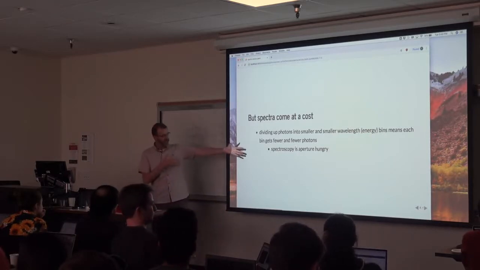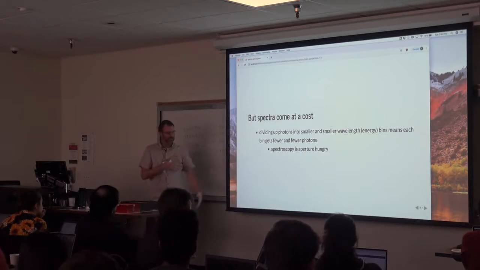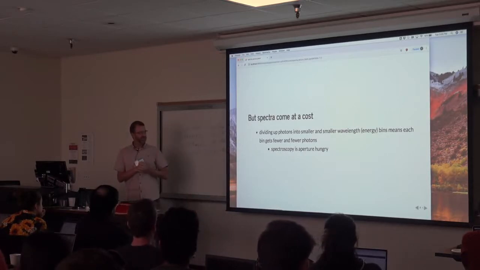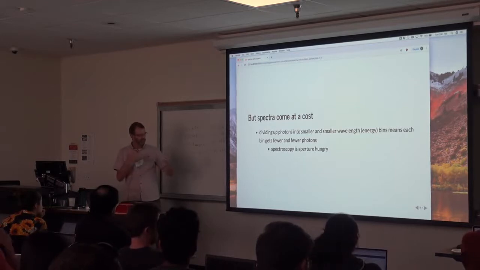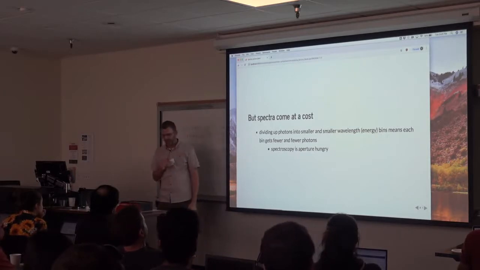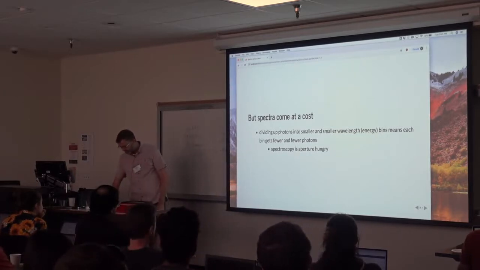So that's why at Mount Laguna we have a 1-meter telescope. We do have a spectrograph there. There's not a lot of science that we're doing with that spectrograph because of aperture effects and because it's not the most sensitive spectrograph we have. But it's hard to do things in small aperture telescopes.